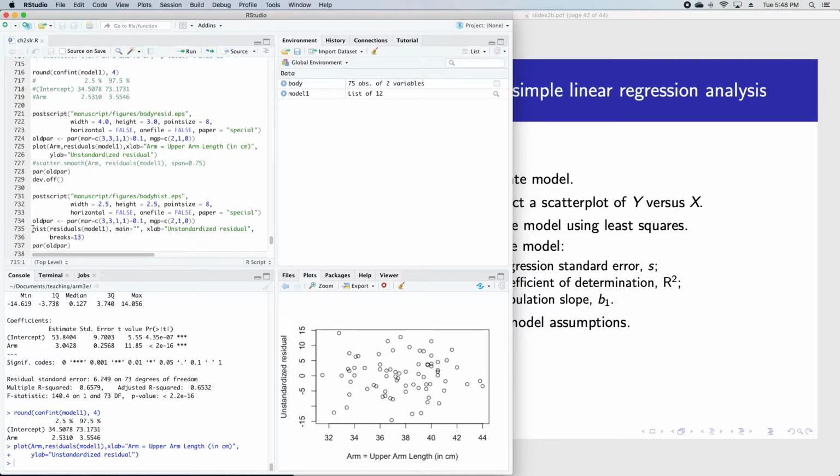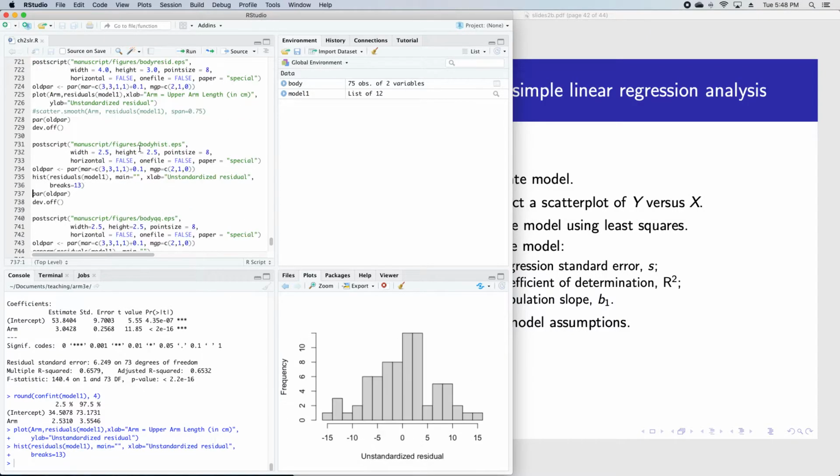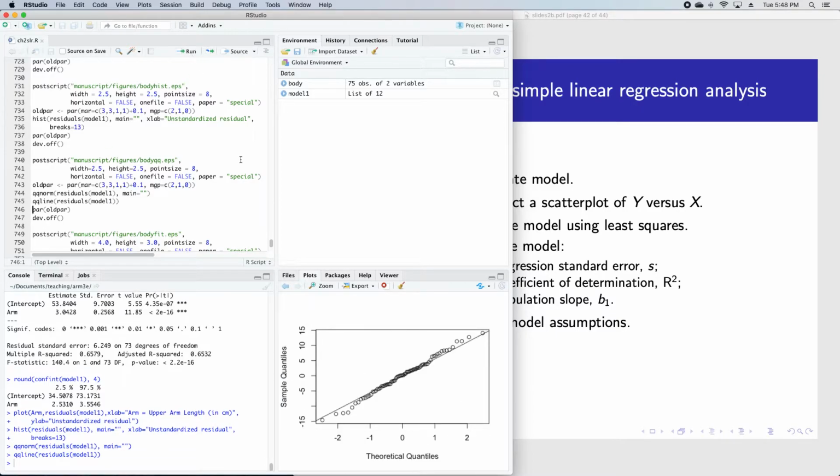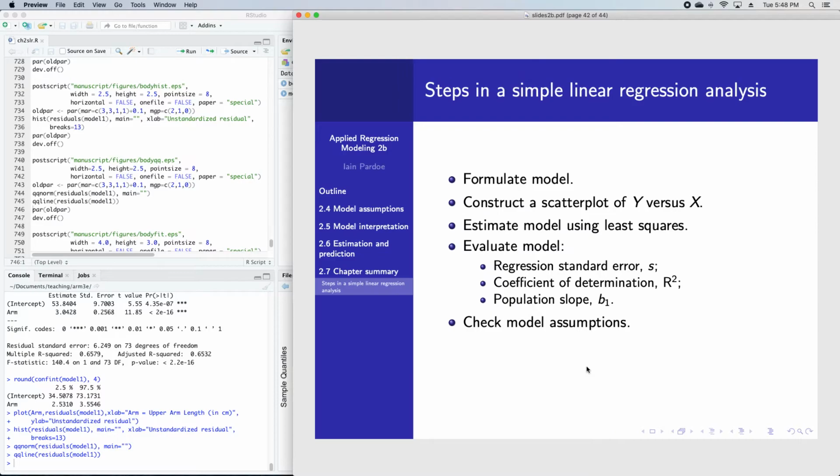And then I can look at either a histogram or a QQ plot to determine whether normality is reasonable. And given that the points are roughly along the line, I would say normality is reasonable. So all the 4 model assumptions check out. So I can go ahead and interpret the model.